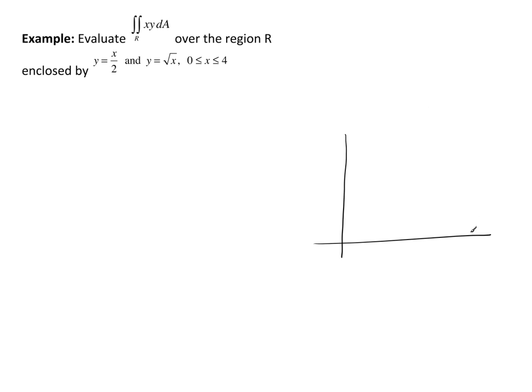See, x goes from 0 to 4. Square root of x is going to come out to 2, so it's going to come all the way up to 2. And x over 2 when x equals 4 is also 2. This is a linear function. So what I'm looking at is this region right here.